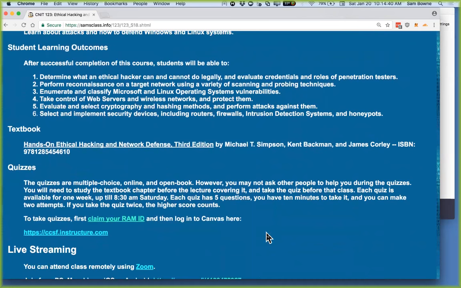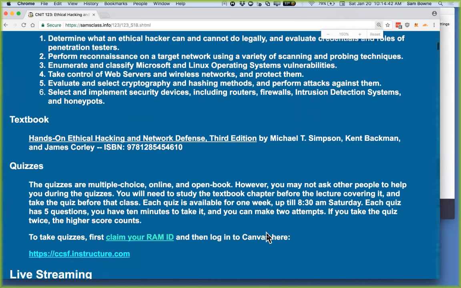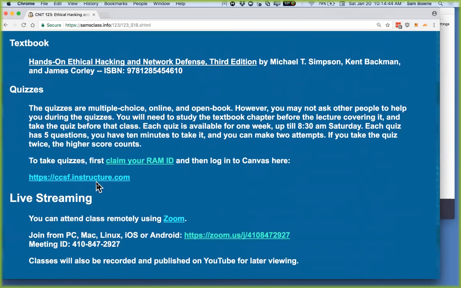The quizzes are online, multiple choice, open book in the City College system called InStructure. So if you take any of the other online classes, it's the same system. You have to be officially enrolled, you have to get a RAM ID, and then you can take quizzes there. There are people who are not officially enrolled who watch these classes online, and that's fine, but you won't get credit. And at least this semester, you can't get to the quizzes because the quizzes are in the City College system.